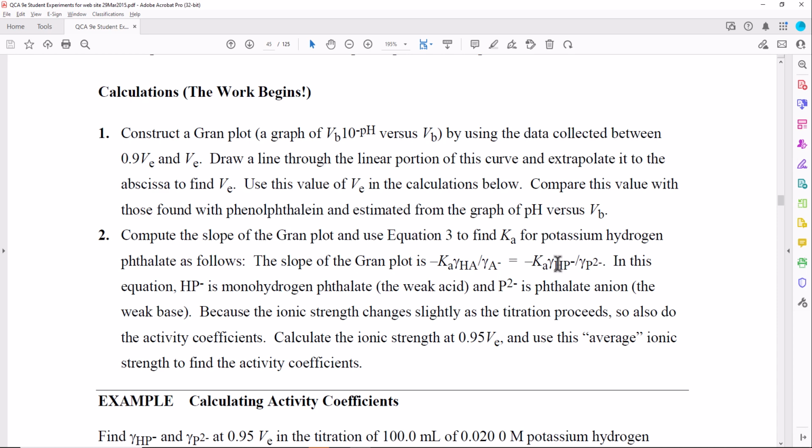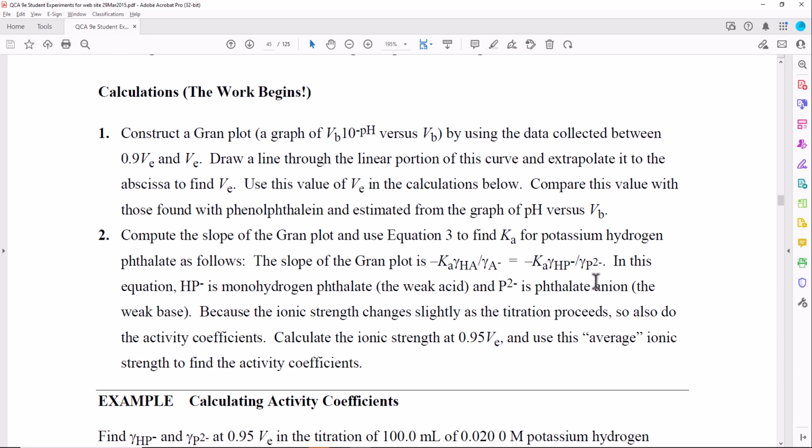And when we react that with the sodium hydroxide, this proton gets taken away by the hydroxide. So we end up with just the phthalate anion here, P2 minus. So we've pulled off both protons. And what is this gamma? This gamma is a thing called an activity coefficient.